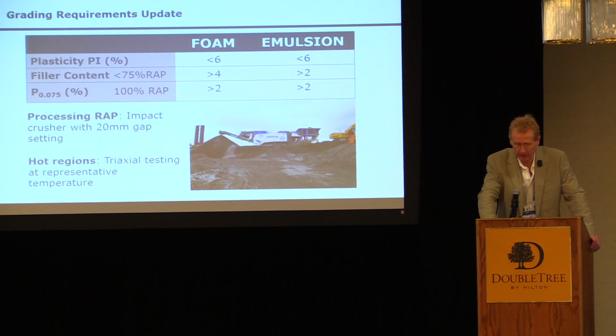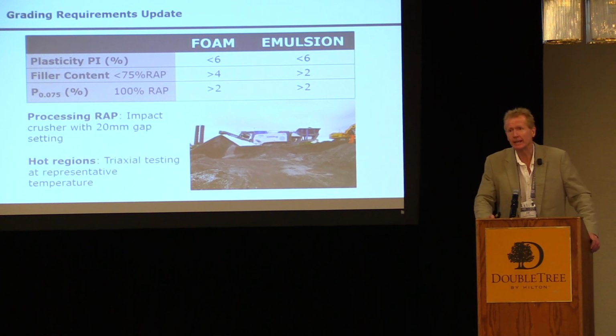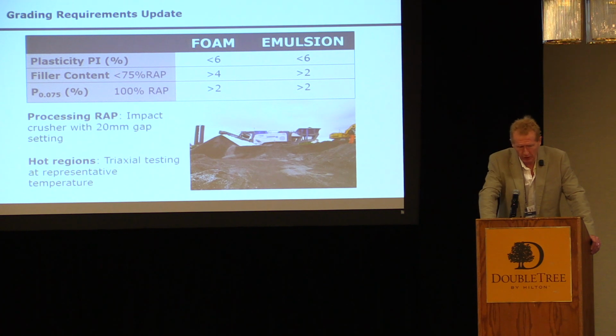So it's become stricter. The 0.075 fraction, the 75 micron, which is called filler on that graph over there, one can see there are some differences between the requirements of foam and emulsion. Emulsion needing less of the 0.075 fraction. Important to get that right. And if you've got 100% RAP, you can also relax that specification. As you can see, 2% passing the 0.075 is acceptable if you were doing CIR.